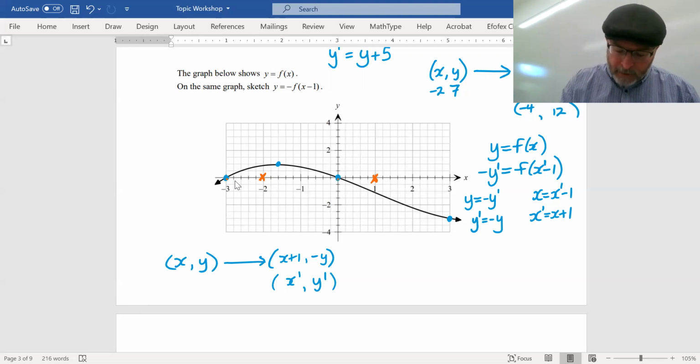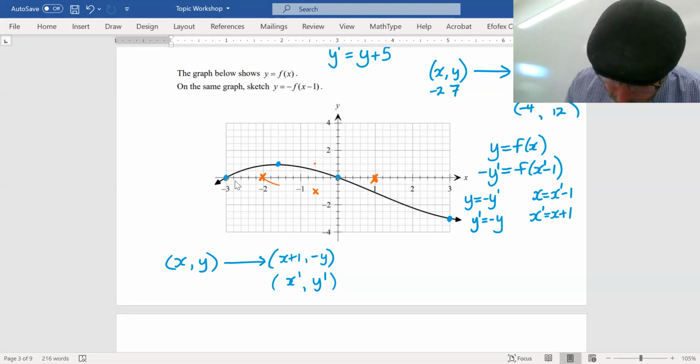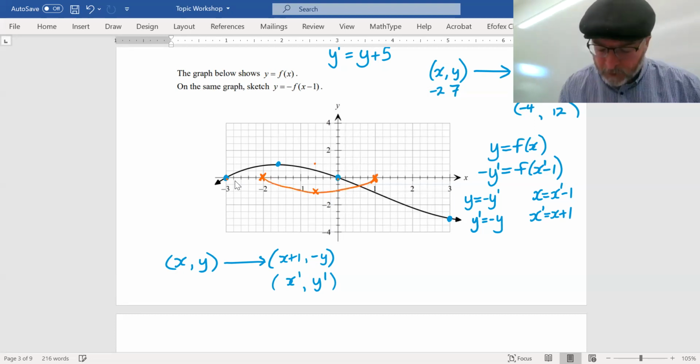This point here, it moves along one position to be there, but it flips now because its y has become minus y. So it goes down to there. So what used to be the left-hand side of the y-axis now becomes this piece here, roughly.